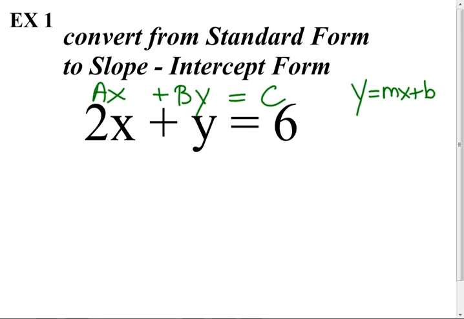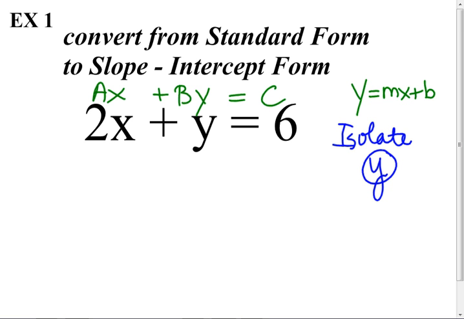Now, here's what I do. Okay, guys? I want to isolate, and we've done this before, so this is a review. I want to isolate the y. Y is going into solitary confinement. Y is accompanied by a positive 2x. I don't want 2x there.